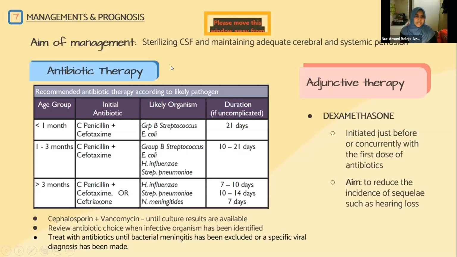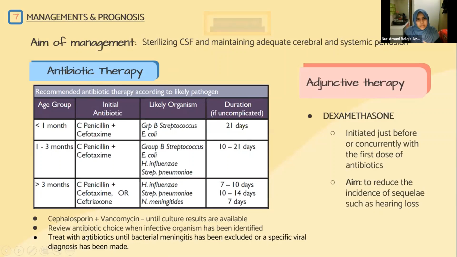Even in viral meningitis, we should give antibiotic therapy. So the first treatment is antibiotic therapy, according to the organism.